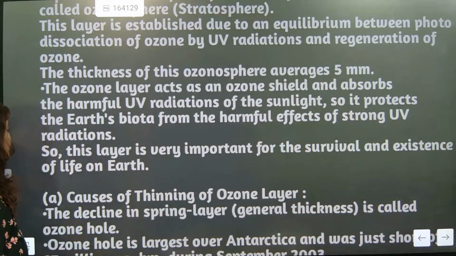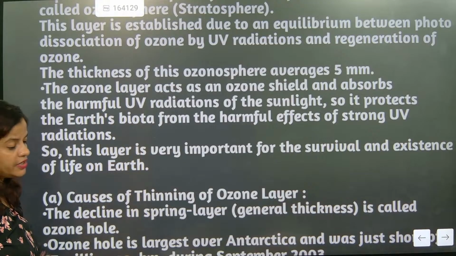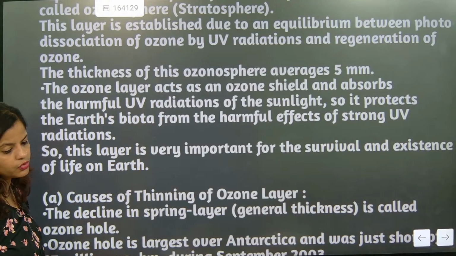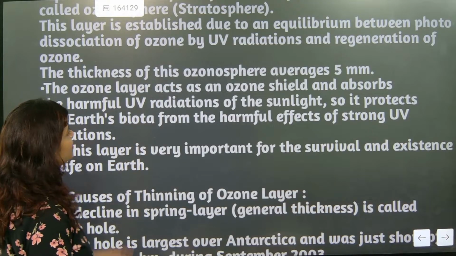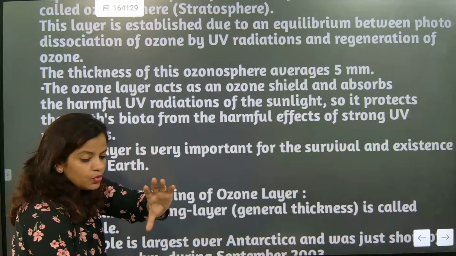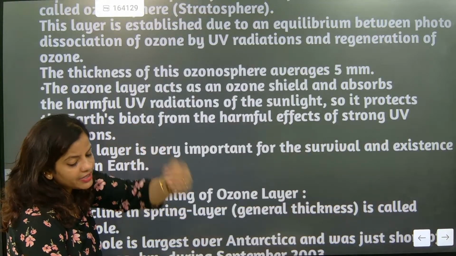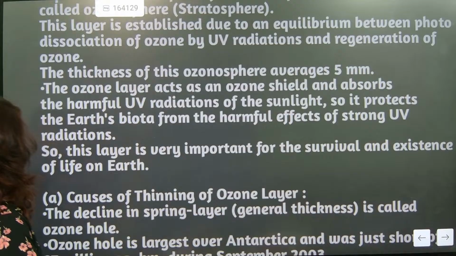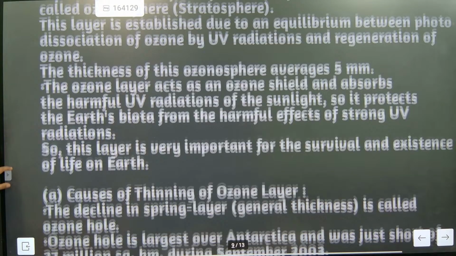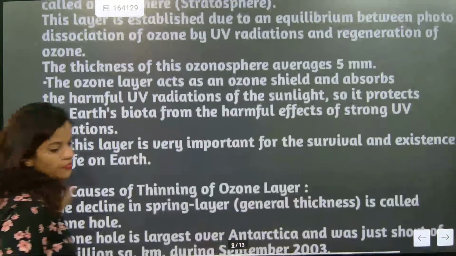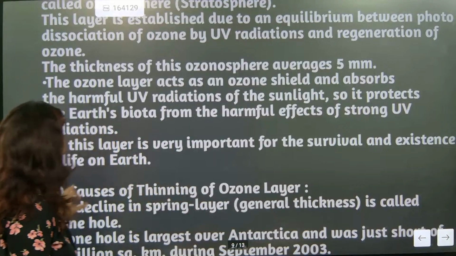So yes, O will become O2 and O2 will again react with O. So it will become O3. That's what it is there. So they have written this content only. So O2 will be present. O2 will react with O. So it will become O3. So one is breaking, one is making. So one will dissociate, and this is what they have written.